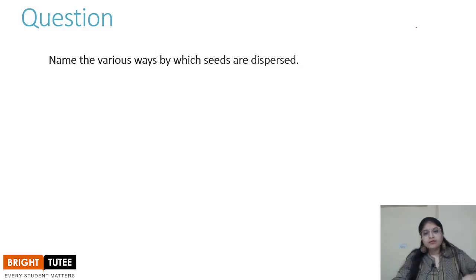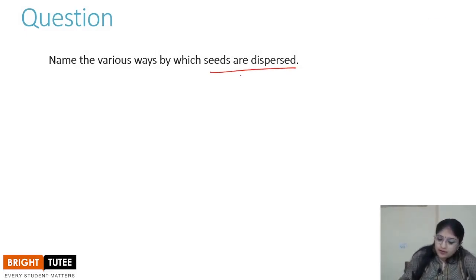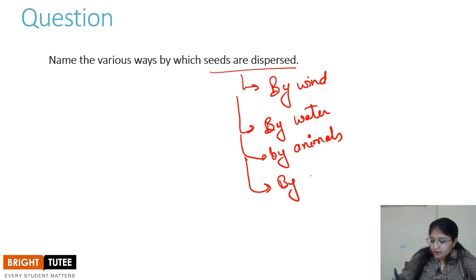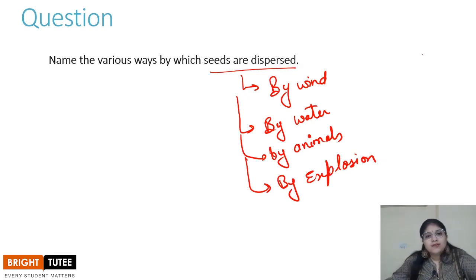Name the various ways in which the seeds are dispersed. So seed dispersal takes place by wind, it takes place by water, by animals, and by explosion, right? So these are the various ways in which seed dispersal takes place, and when you look at a particular seed, you will be able to understand how the dispersion is actually taking place for that particular seed, right?